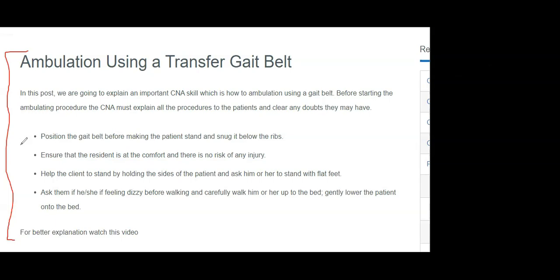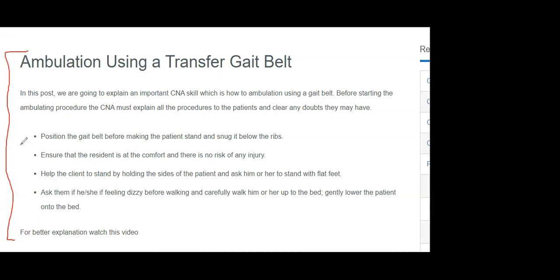Ambulation using a transfer gait belt. In this post, we are going to explain an important CNA skill, which is how to ambulate using a gait belt. Before starting the ambulating procedure, the CNA must explain all the procedures to the patient and clear any doubts they may have.